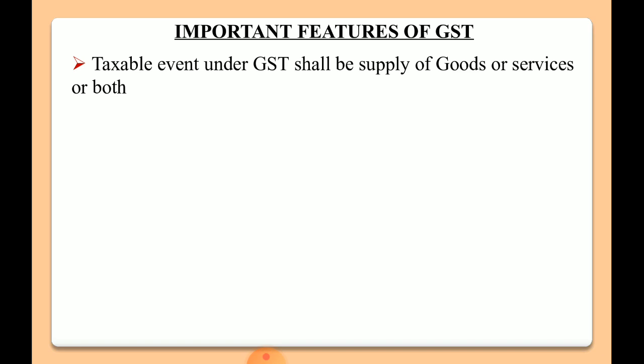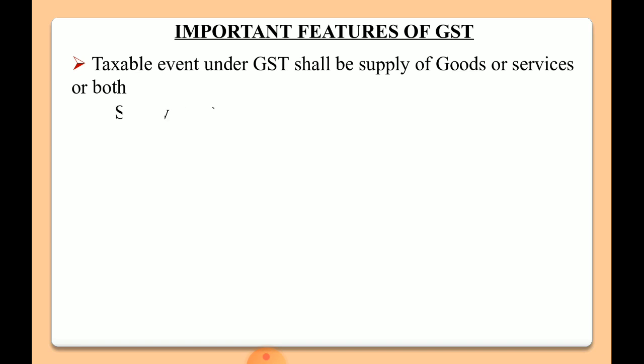Actually, before GST, manufacturers were taxable under central excise, transfer of goods was taxable under VAT and CST, and providing services was taxable under service tax. But now, on all these we have to pay only one tax, that is GST.